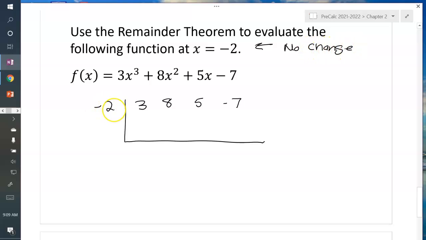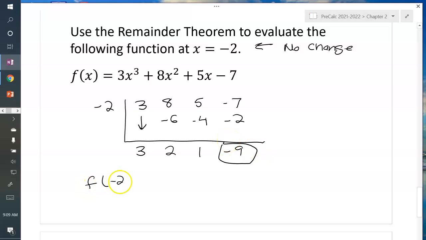So I'm just going to use -2. That's the only difference. No change when you're doing the remainder theorem. Bring this down, 3, and then just like before, 3 times -2 is -6. Add that, you get 2. 2 times -2 is -4. Add that, you get 1. 1 times -2 is -2. Add that, you get -9. That's your remainder. So f of -2 equals -9. Done. You don't have to do a whole lot of plugging in for that.